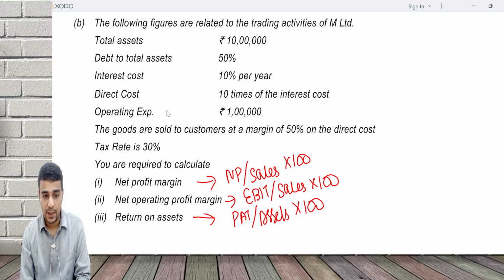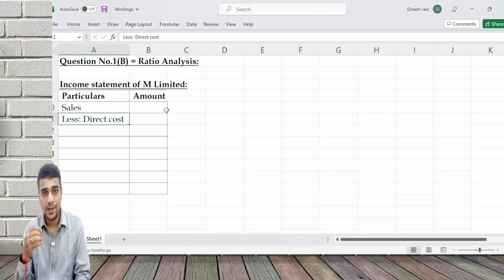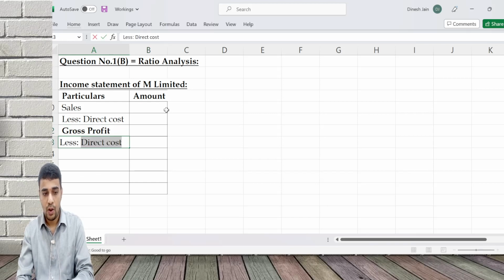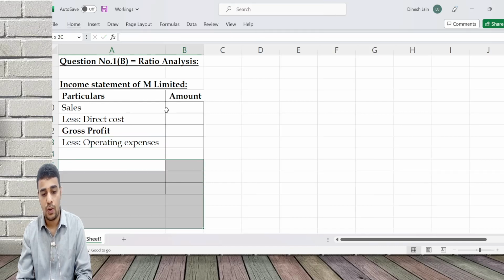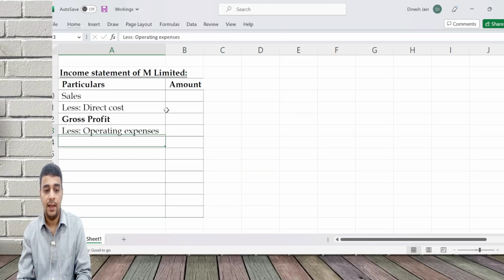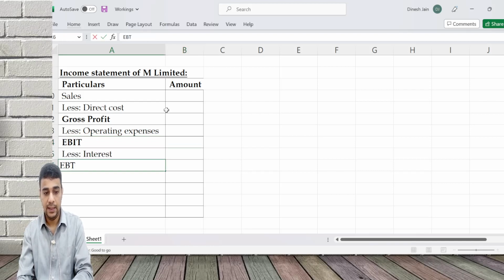They have talked about a term called direct cost. Direct cost is basically something which goes into your trading account. So sales less direct cost is called gross profit, less operating expenses. Operating expenses is also called indirect expenses. Less operating expenses, you will get EBIT. EBIT less interest, EBT, less tax at 30%.